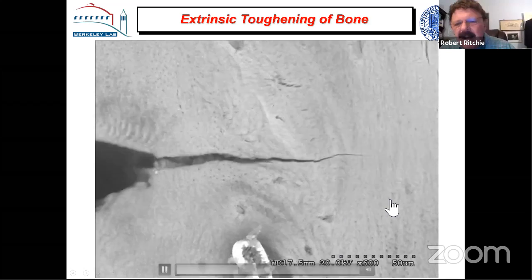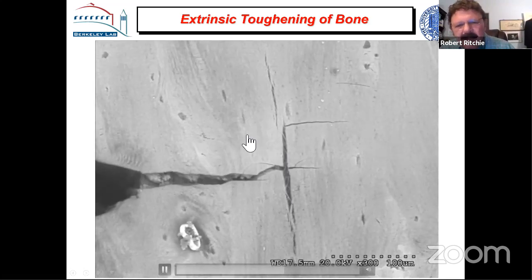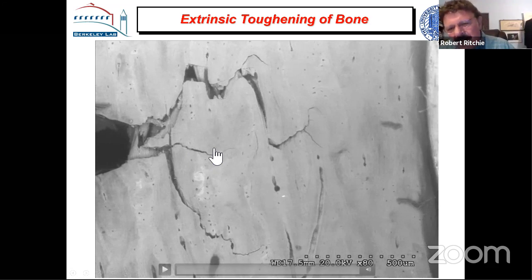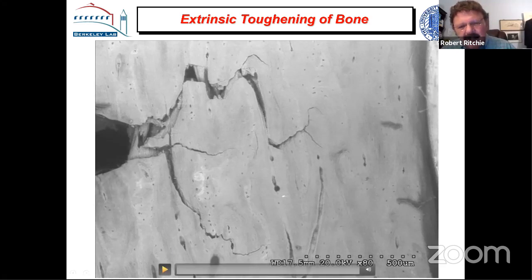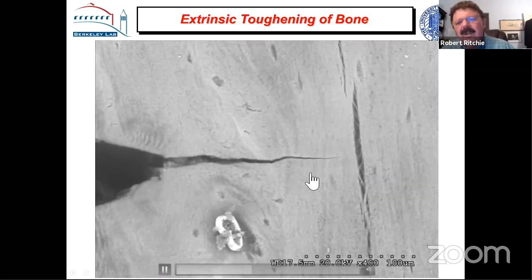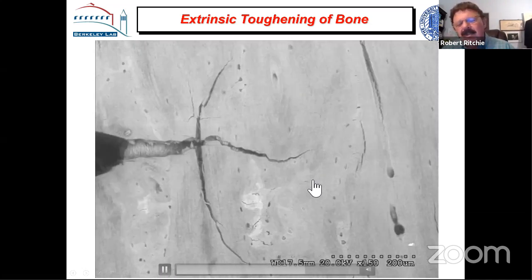You can see now it encounters the osteon, you see the little fibrils bridging that osteonal crack, and then you get these really complicated fracture patterns. So this is a gross scale, but this can occur on a much smaller scale in real bone, and you can see it again. The osteon is a huge boundary that causes gross deflection of the crack.